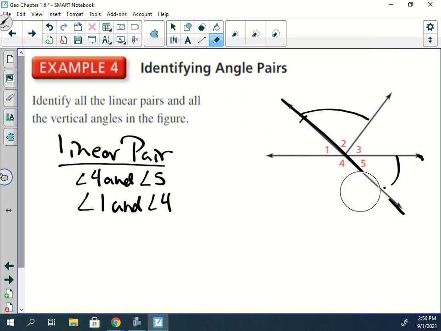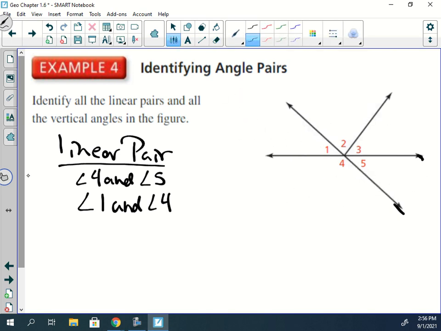Because these also add up to be 180. Because 1 and 4 are right next to each other. They are adjacent and they make a straight line. So they would be a linear pair. Any other questions on linear pair?